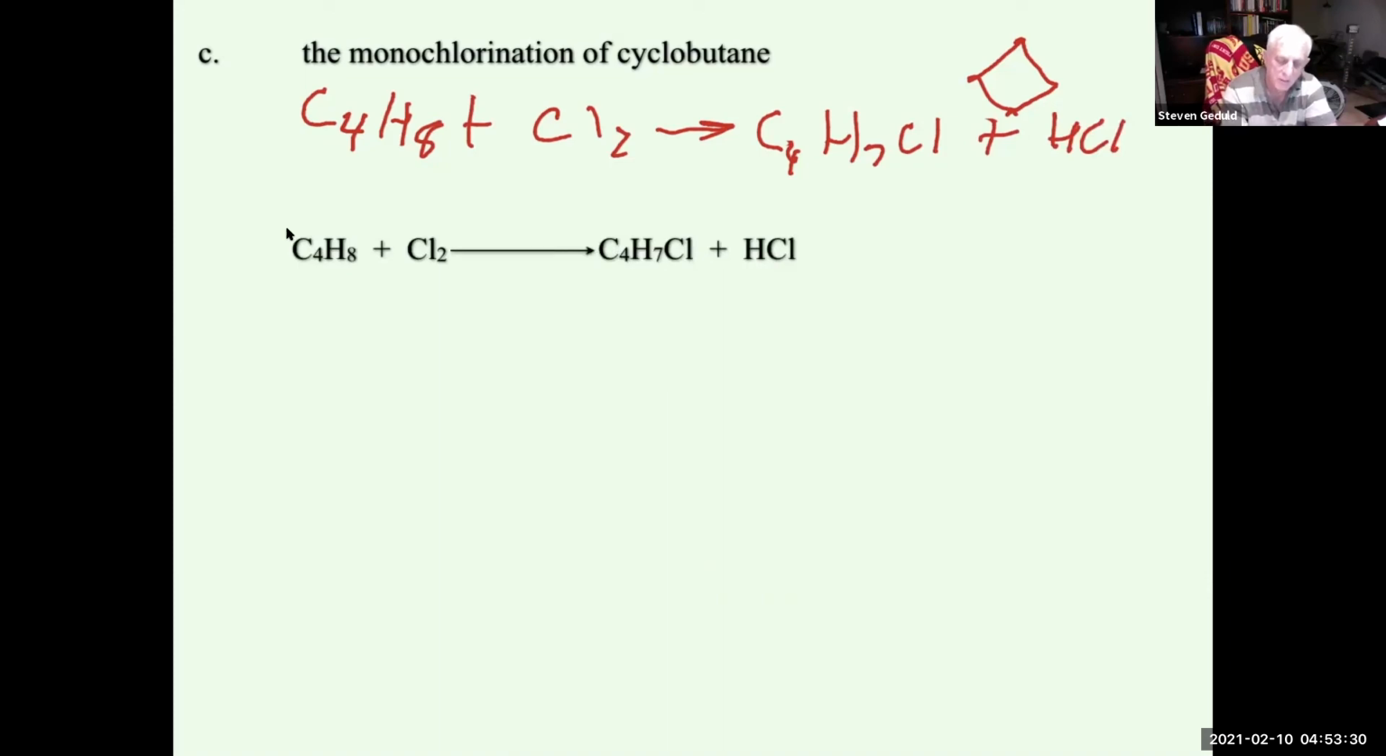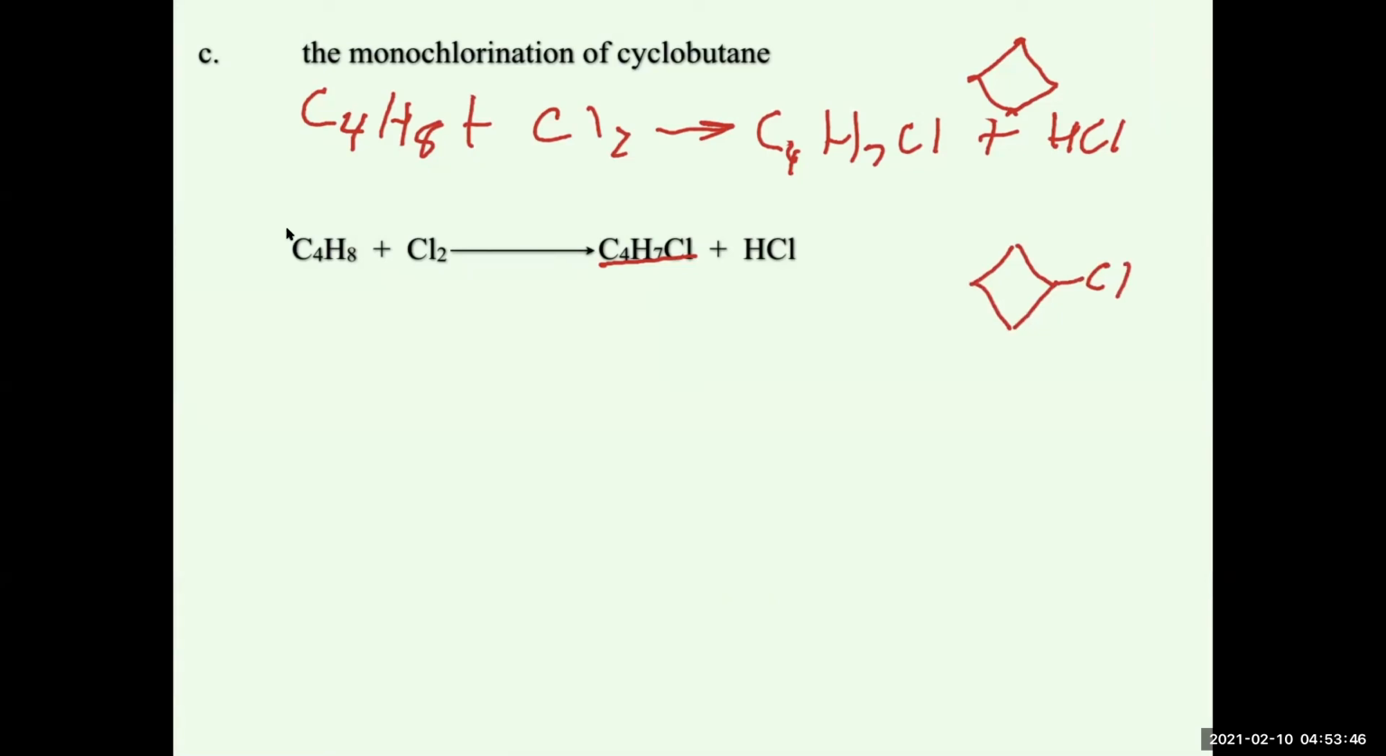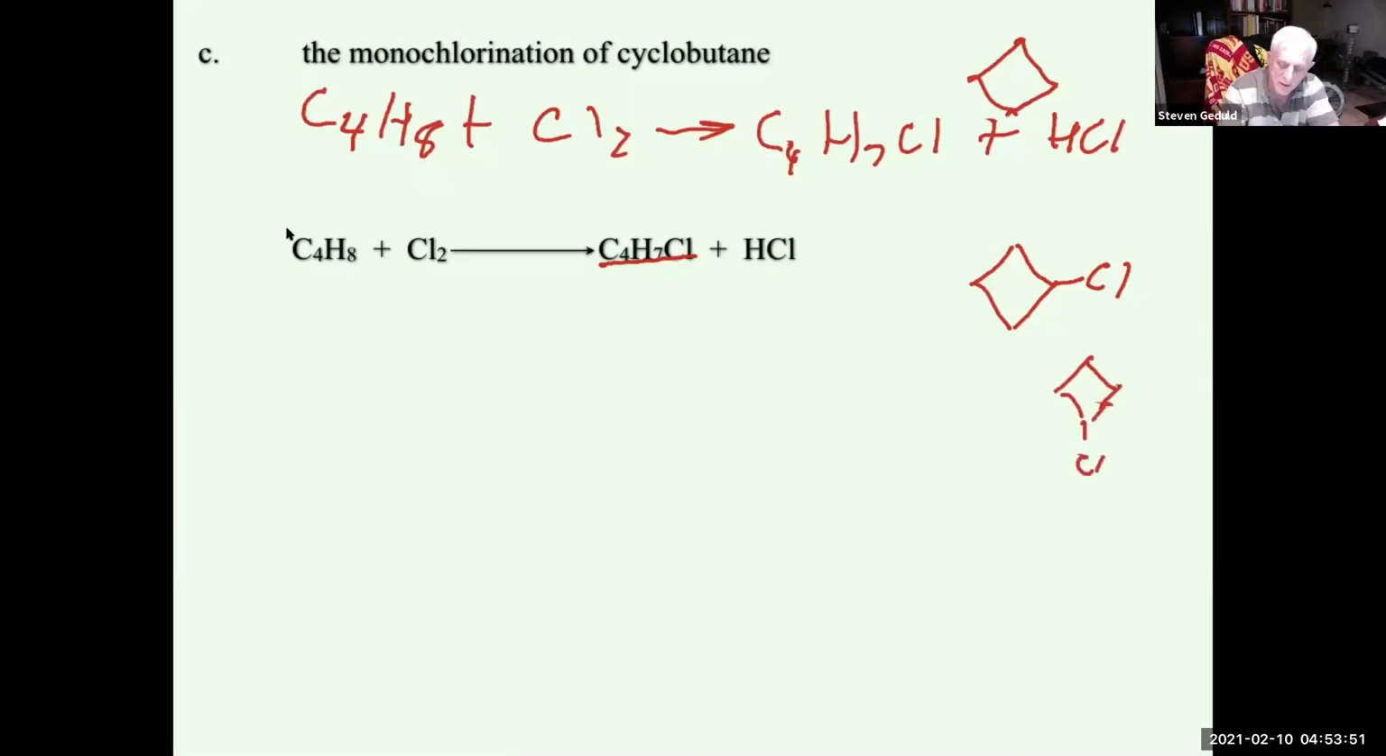Now, this can form how many products? This is your cyclobutane. It can connect at any one of those points. Is any one of those points going to make it any different? No. Right, because this is the same thing as this, which is the same thing as this, and the same thing with some attached on top. They're all the same. It's all 1 chlorocyclobutane.